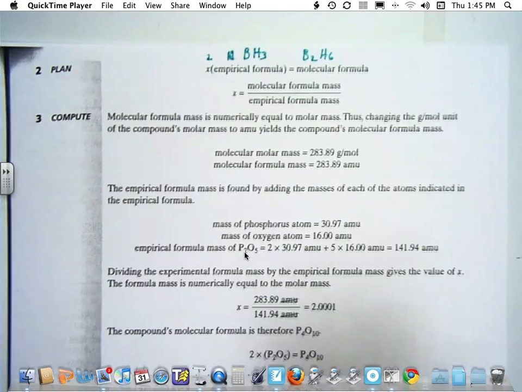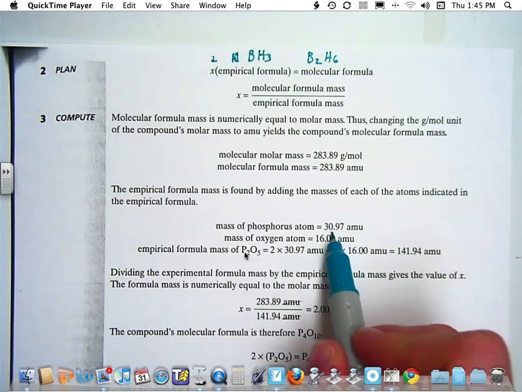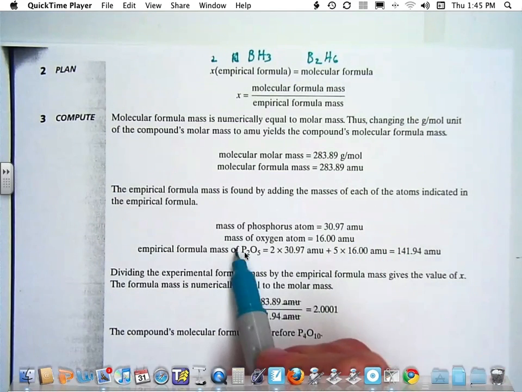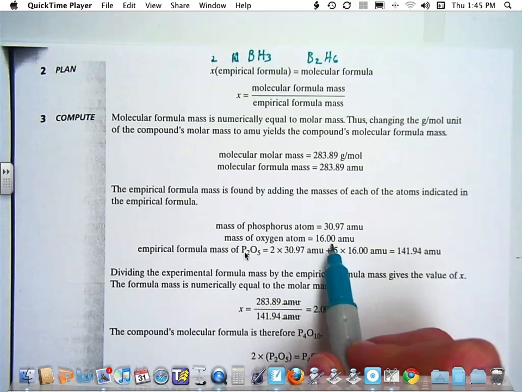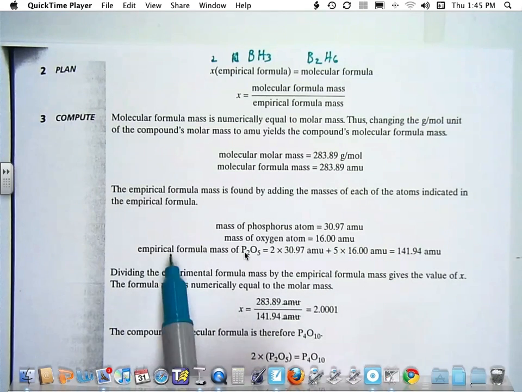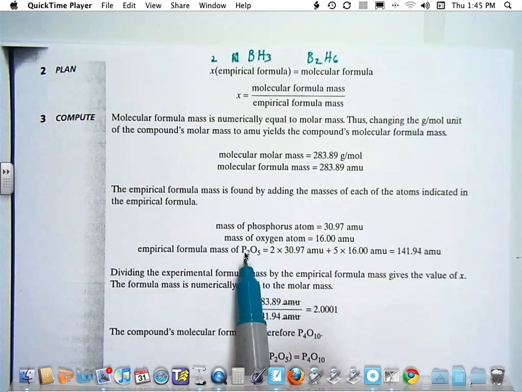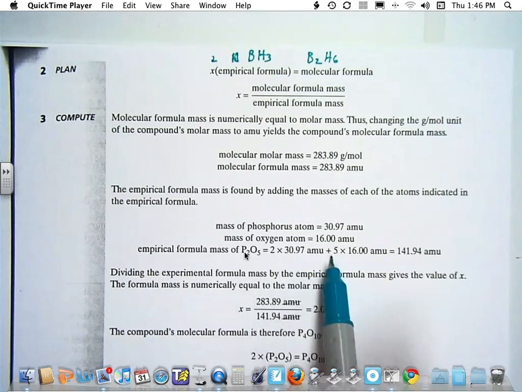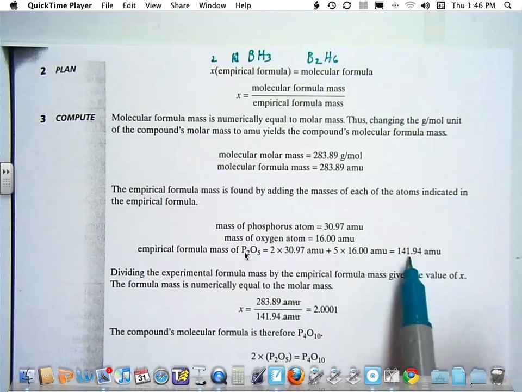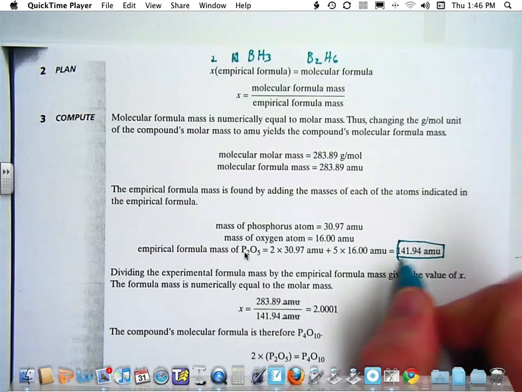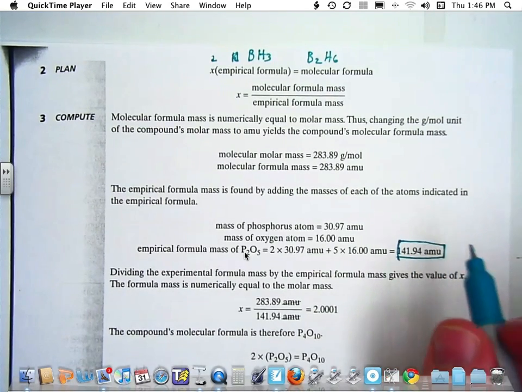So the mass of phosphorus is 30.97 AMU. Found that in the back of the book. The mass of oxygen is 16.00 AMU from the back of the book. Therefore, the empirical formula mass is P2, 2 times 30.97, plus 5 times 16, which is equal to 141.94 AMU. Now this is important. This is a different number than what we were given in the beginning.